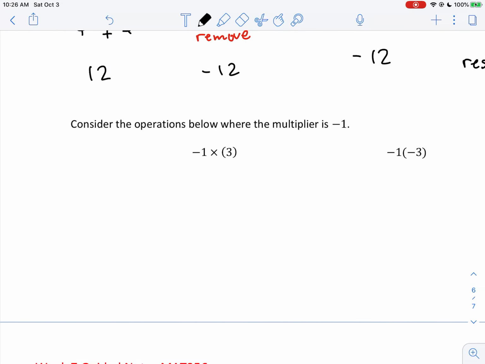Consider the operations below where the multiplier is negative 1. Okay, so this is like remove 1 copy of 3. So here's 1 copy of 3, but we have a 0, so we start with 0, and remove 1 copy of 3, so remove that, and we are left with negative 3 as the result.